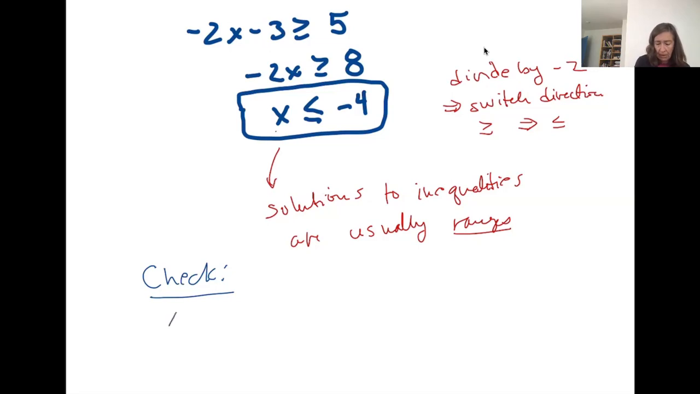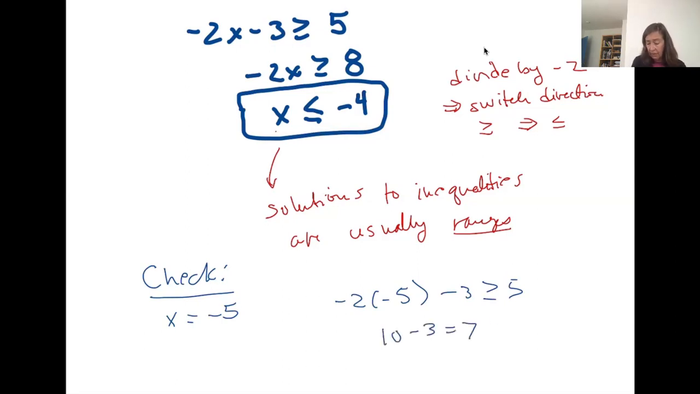So if we have x equals -5, -5 is less than or equal to -4, so the inequality should be true. Let's just substitute that in. So -2 times -5 minus 3 is greater than or equal to 5. Well, -2 times -5, it's a negative times a negative, so we get a positive 10, minus 3 equals 7, and that is indeed greater than or equal to 5.